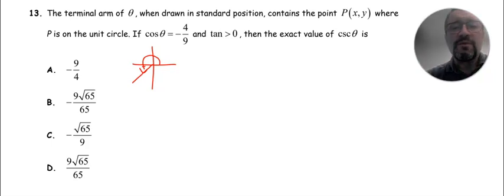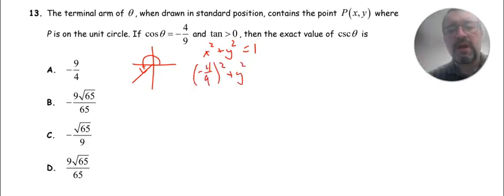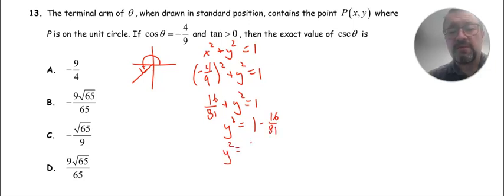Okay, so here we go. And point P is on the unit circle. So if P is on the unit circle, then we know that the cosine of theta is going to be the x-coordinate, and we know that x squared plus y squared will equal 1. So this will be (negative 4/9) squared plus y squared is equal to 1, which is going to be 16 over 81 plus y squared equals 1. So y squared will be 1 minus 16 over 81. A little bit of arithmetic, and we get that that's 65 over 81.